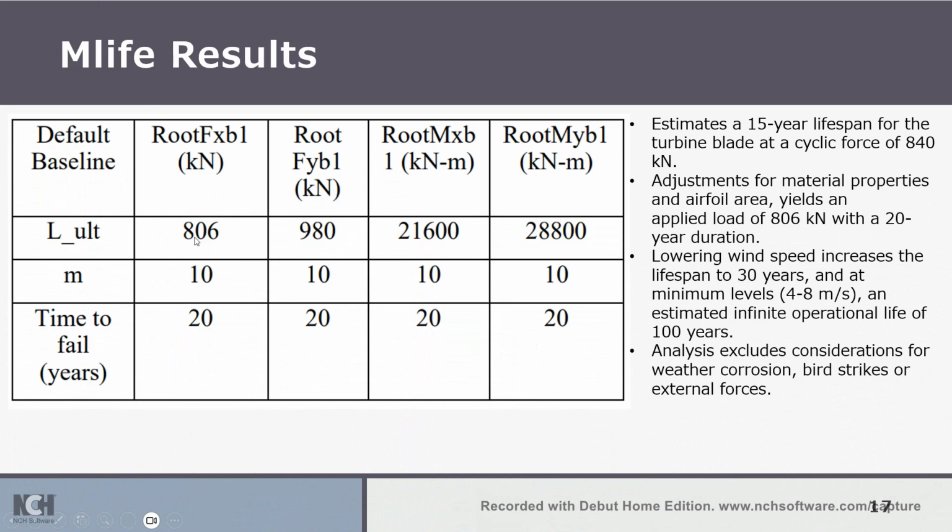We have 806, but then you're asking, wait, I thought you said 840 kilonewtons. That is true. When we used 840, we had a 15-year lifespan. We were aiming for 20 years, so naturally that would go down to 806. So we have 806 kilonewtons in the X direction, then we have 980 in the Y, then you have your moments, and everything was calculated to be 20 years plus a little change in the decimals, but it was all rounded down to 20 years. But as we changed the wind speed, like I said, to 4 to 8 meters per second, an estimated infinite operational life of 100 years.